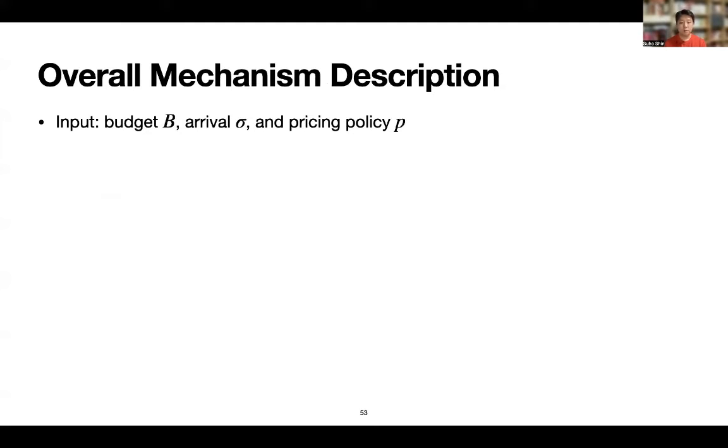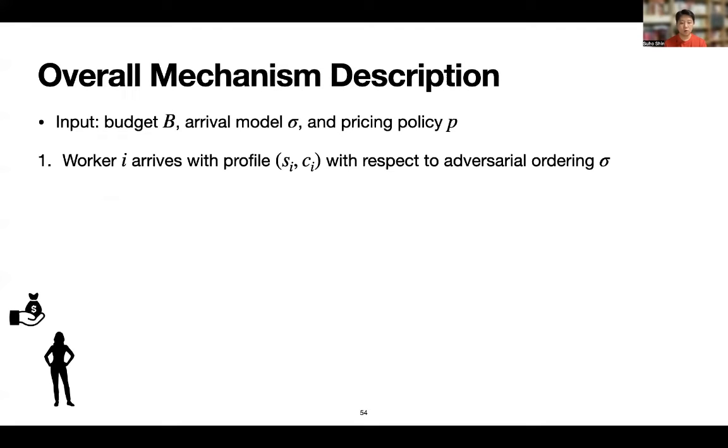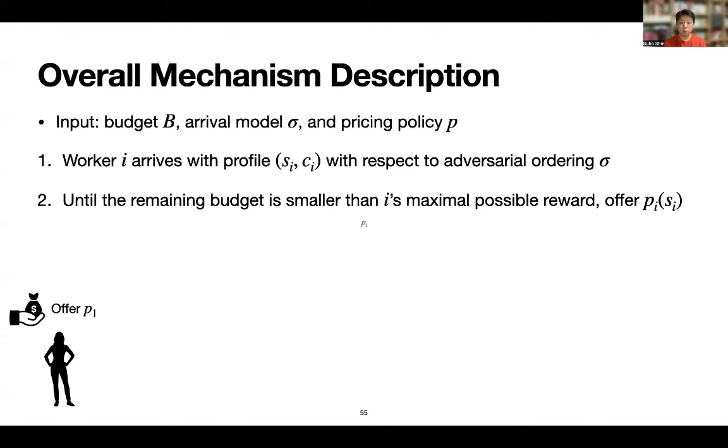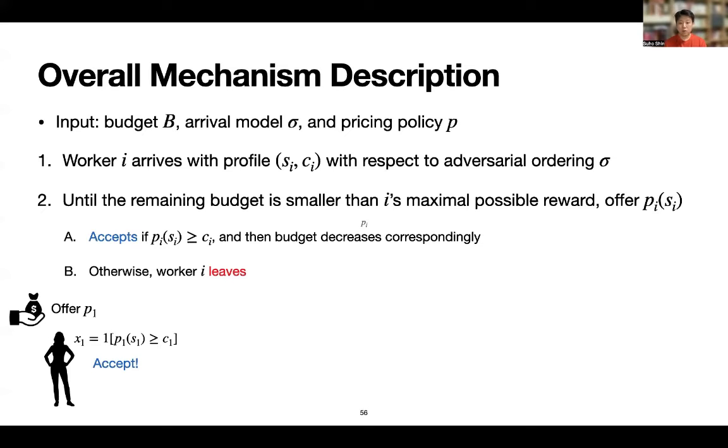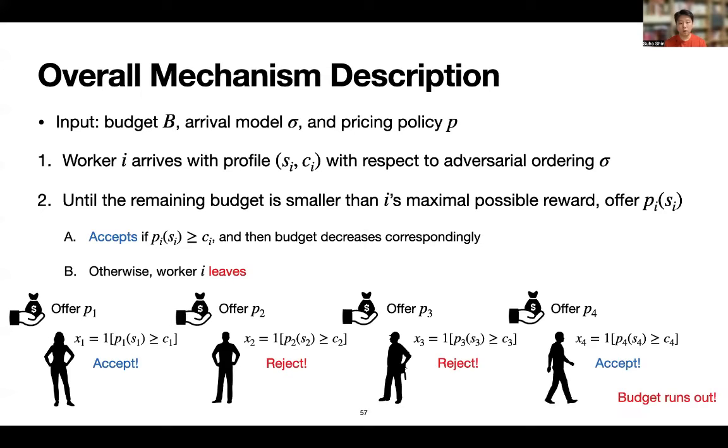To provide an overall mechanism description, given the budget, arrival and pricing policy, each worker arrives with respect to the arrival order, and while the budget remains, the worker is offered the pricing contract PI, and the worker decides whether or not to accept the offer, and this process repeats until the budget runs out.